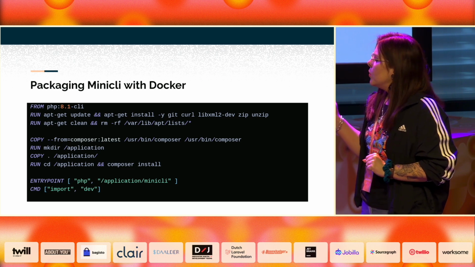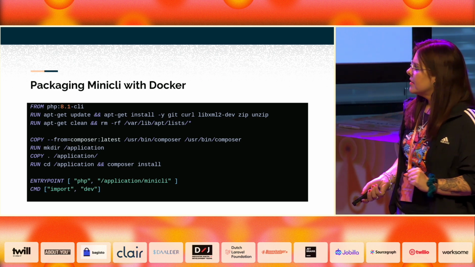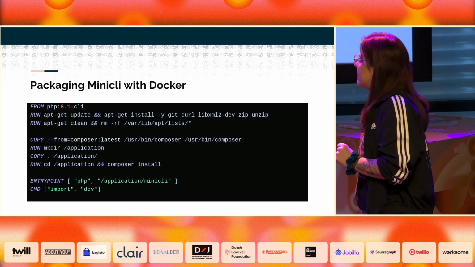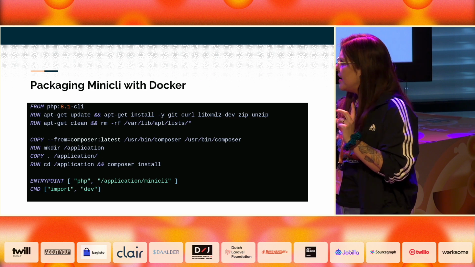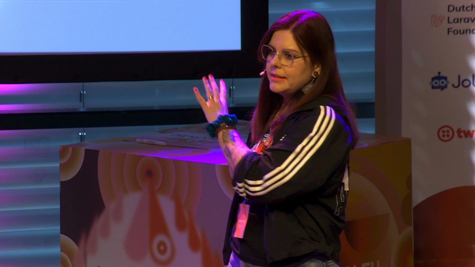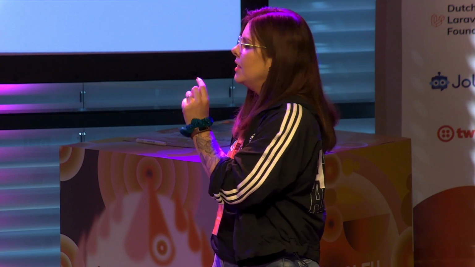And then we set the entry point for this image as php /app/minicli import dev. This is the command that runs the demo that I showed in a GIF. This is the command that will import your posts from dev.to.